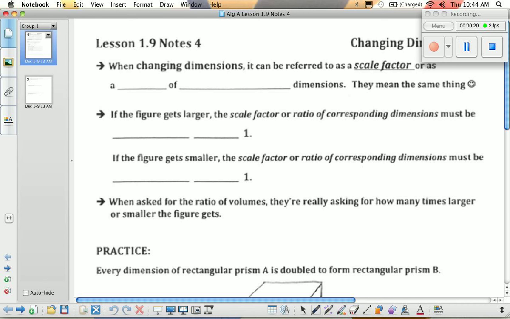Just like we found the scale factor in the homework for today. The figures changed. The new one was either larger or it was smaller. Whatever that ratio of corresponding size was called the scale factor. So, when we're talking about volume today, if they ask you for the ratio of corresponding dimensions instead of sides, okay? They talk about dimensions instead of sides because they are three-dimensional figures, three-dimensional objects.